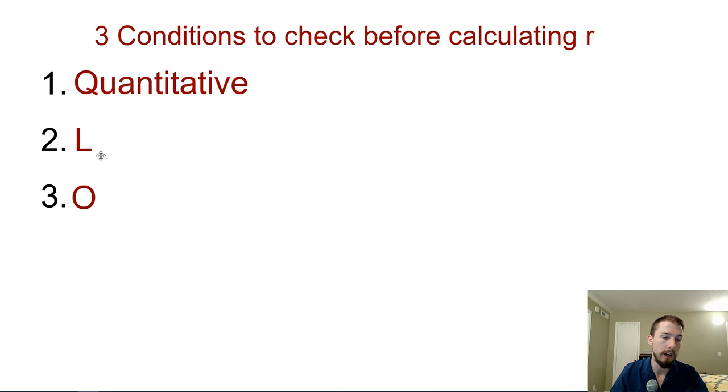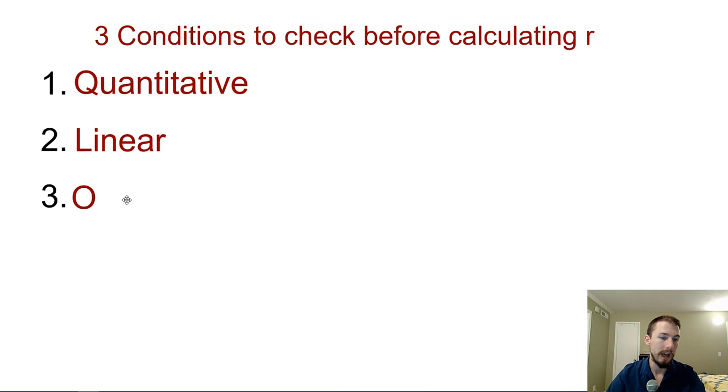So then the linear condition. We have to make sure that it's linear. So always graph the scatter plot to make sure it's linear in the first place, because if it's a curved association like a parabola, the correlation is going to be close to 0, even though that's not really measuring the strength, because the correlation coefficient only measures the strength of a linear association.